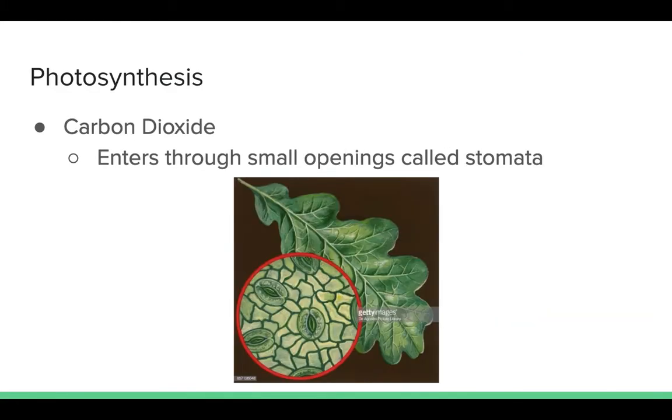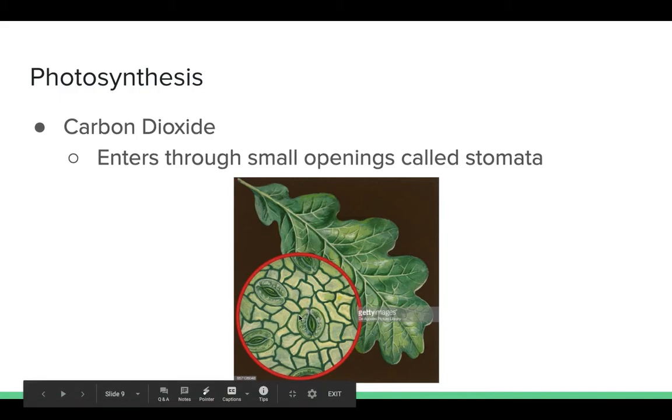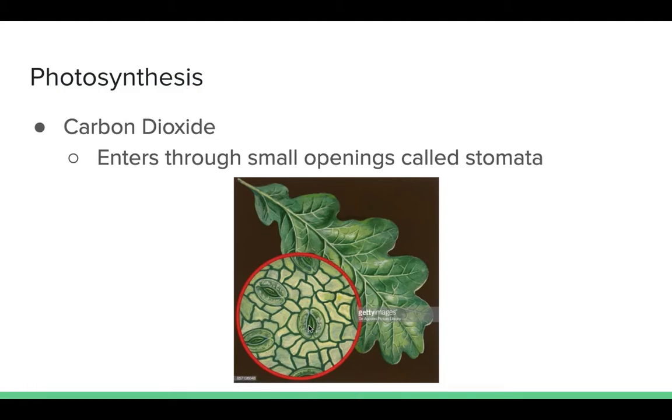Carbon dioxide, as I mentioned, is floating around in the air, and it comes directly into the leaves through these small little openings called stomata. Think of these kind of like little windows, and they allow the carbon dioxide gas to go into the leaf.